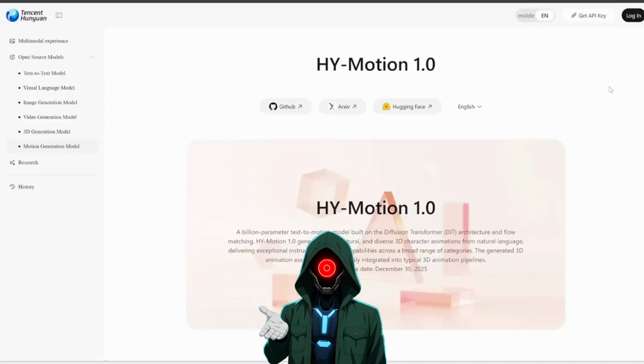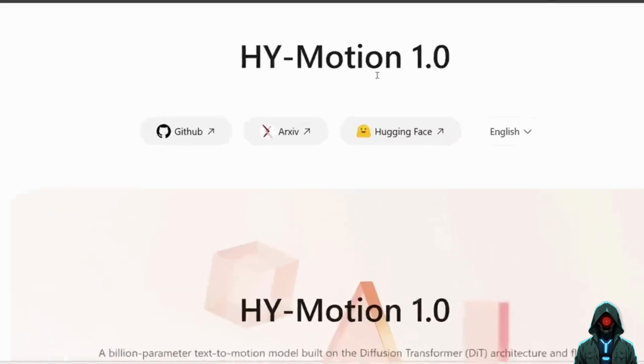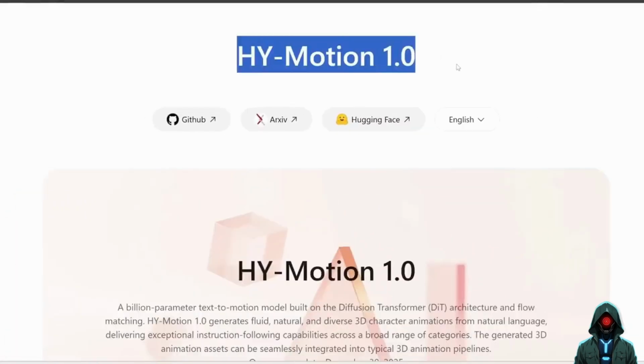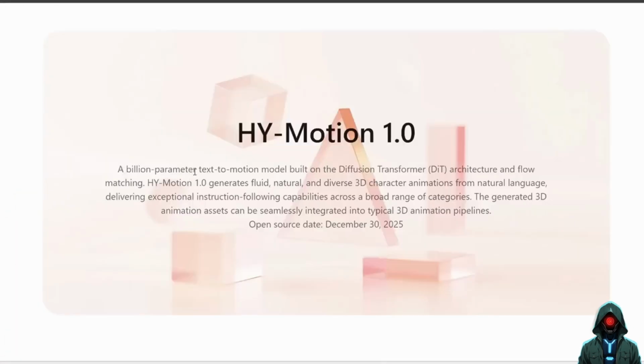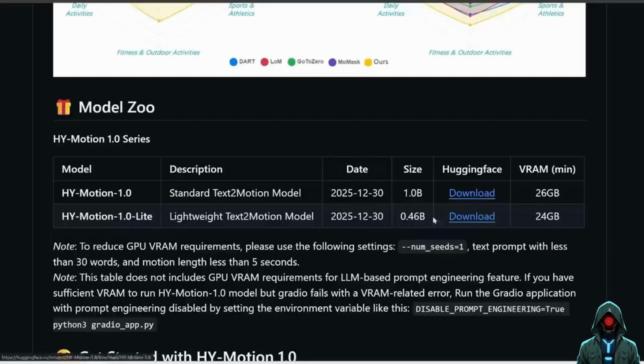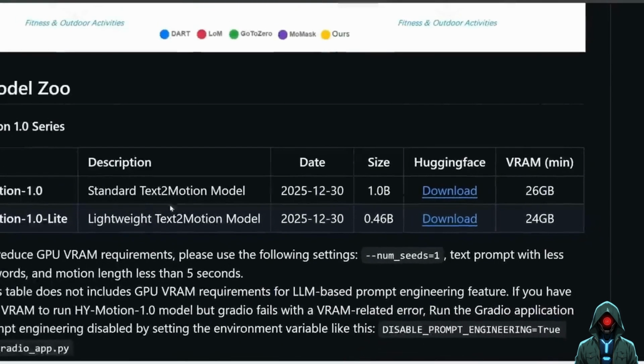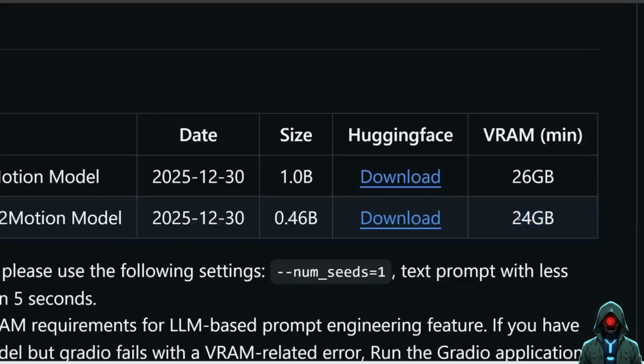AI tools are constantly evolving, and today I will introduce you to the latest developments. What is HiStream 1.0? At its core, it's a powerful AI model that generates realistic, high-quality 3D human animations from simple text descriptions. Imagine typing "a person walks forward while gesturing and looking left and right," and getting a fluid, lifelike 3D skeleton animation in seconds.